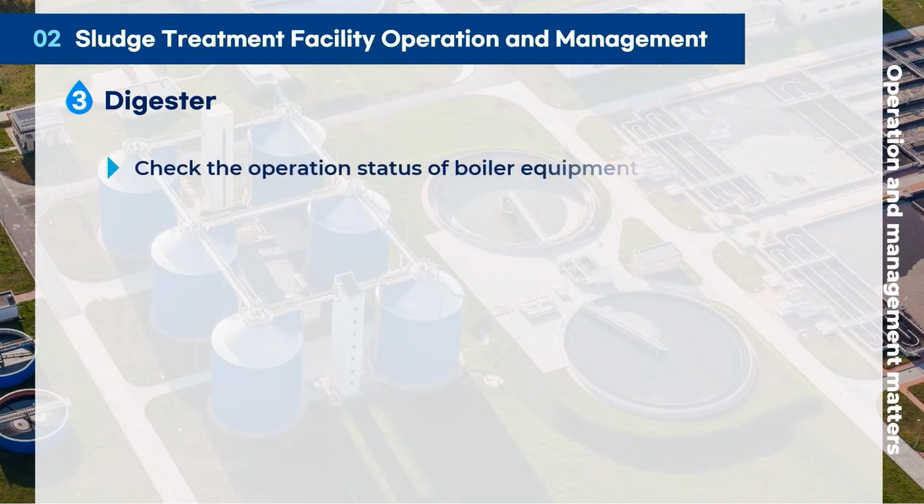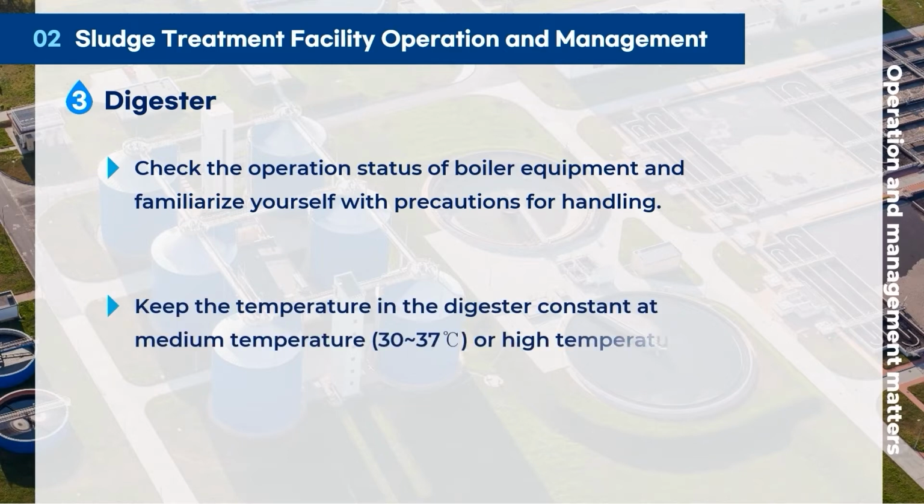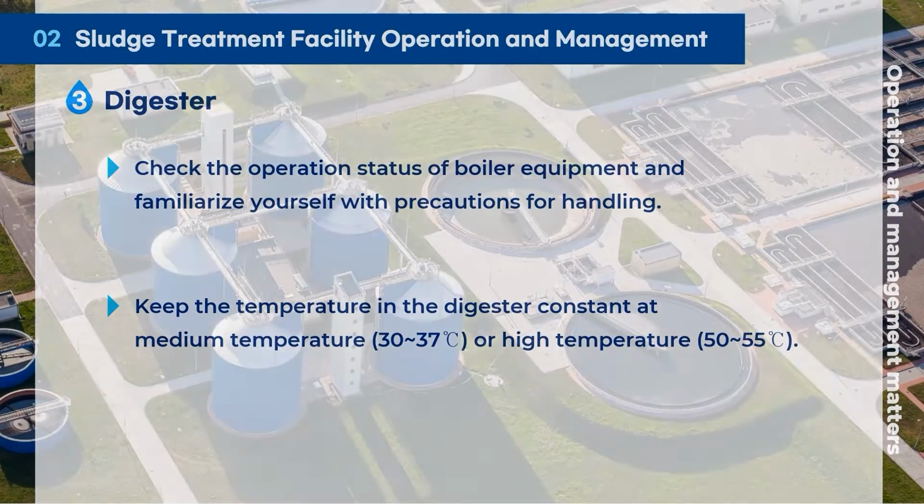Be aware of checks of the operational status of boiler room, equipment, and precautions during service. In particular, during mesophilic digestion, it is important to maintain a temperature in the digestion tank of 30 to 37 degrees Celsius, and during high-temperature operation, it is important to maintain a temperature of 50 to 55 degrees Celsius.